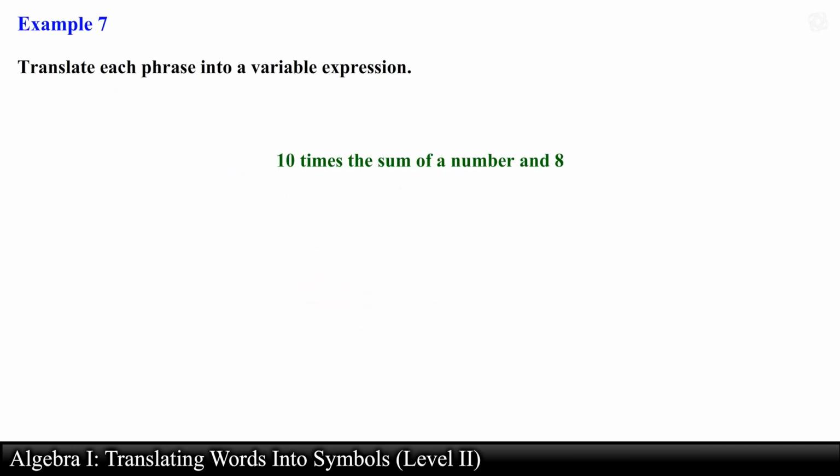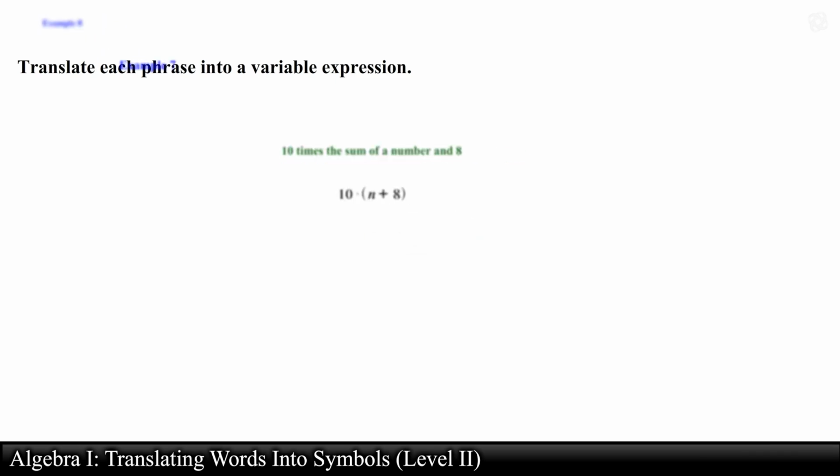Let's try the next example. 10 times the sum of a number and 8. Here we have a multiplication because of the word times, and we have an addition because of the word sum. Also, notice that the product involves the number 10 and the sum of a number and 8. We are going to need grouping symbols for this one. So the phrase translates to 10 times the quantity n plus 8. Whenever you have multiplication, it's always between two numbers. In this case, one number is 10 and the other was the sum of a number and 8. So we need to use grouping symbols to group the expression formed by the sum, which is then multiplied by 10.